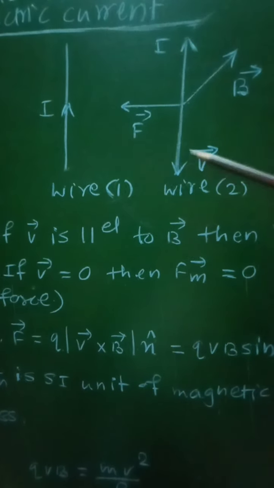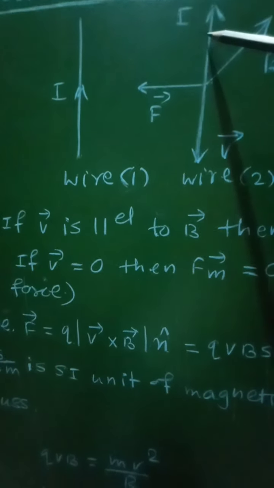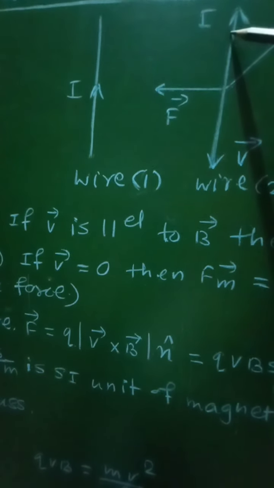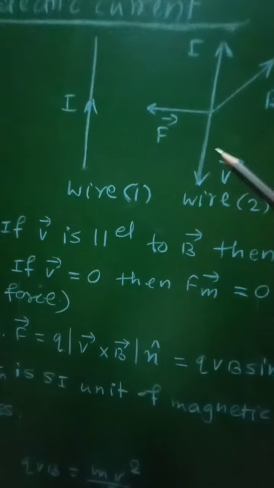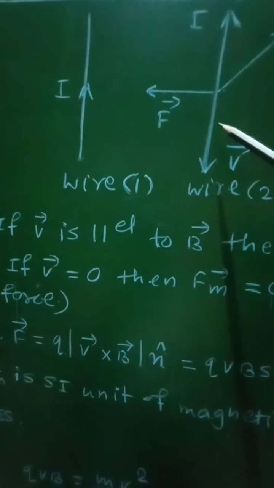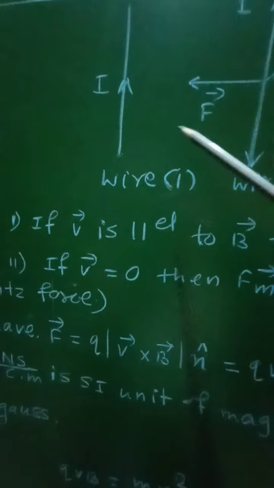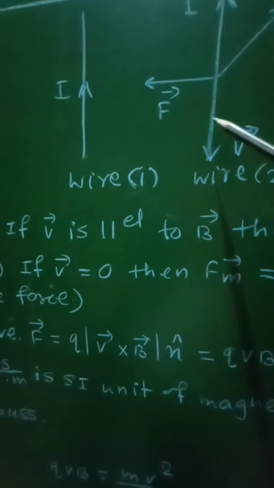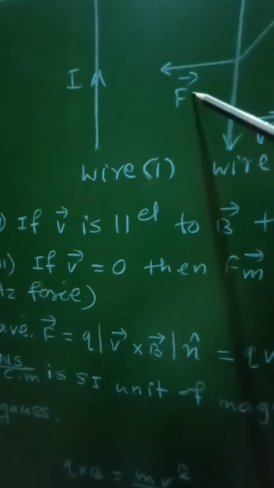Similarly, in this case, the motion of the charged particles, that is electrons, will be oppositely directed to that of the direction of conventional current. The conventional current is flowing in the upward direction and the motion of the electrons is directed in the downward direction. At that time, it is observed that the wire 2 experiences a force which is directed towards wire 1. So the wire 1 will attract this wire 2 due to this force F.